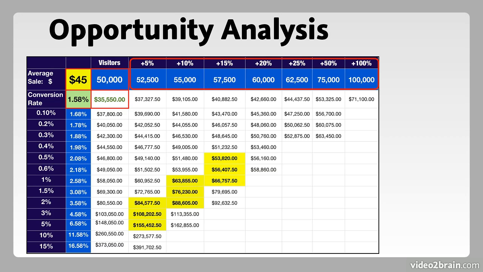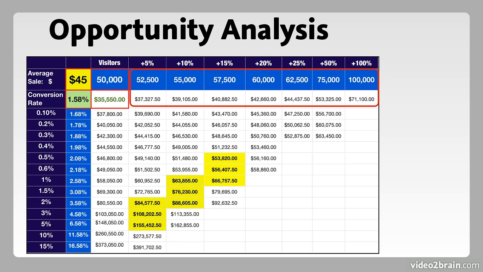So if I add 10% more visitors, and my conversion rate stays at that 1.58%, then I will increase my revenue. However, if I want to double my revenue, that means I need to double the amount of visitors. That means I need to rank for enough terms. I need to have enough long-tail terms to go from 50,000 visitors to 100,000 visitors in order to double my sales. That's a lot of work, and it's going to take a long time.